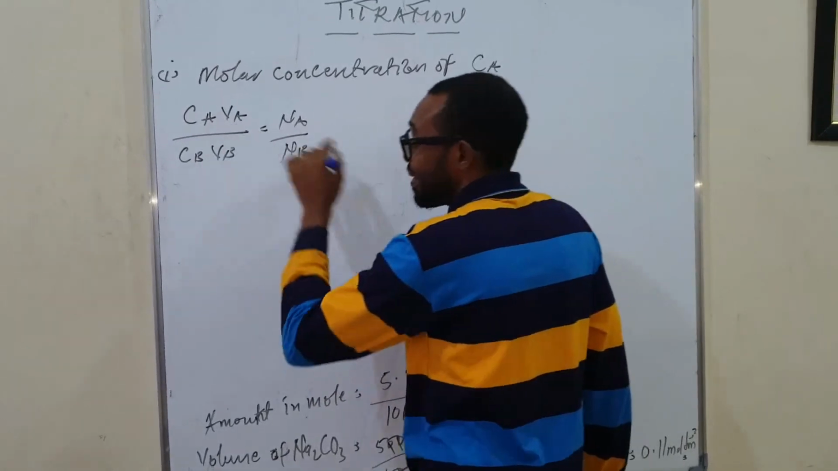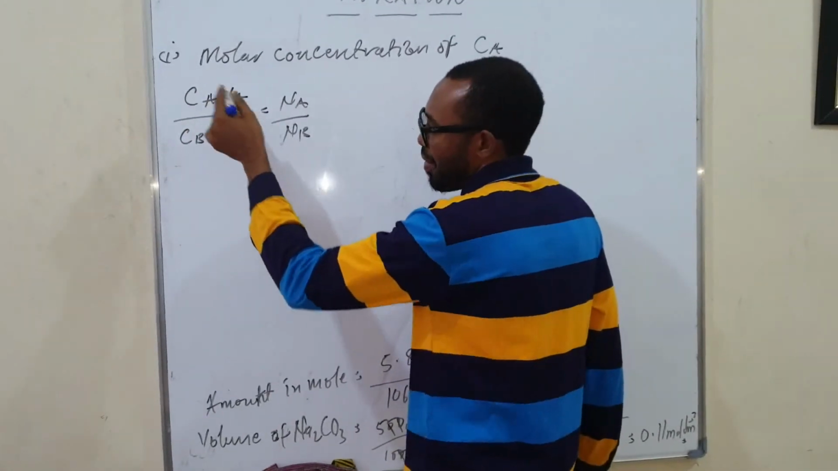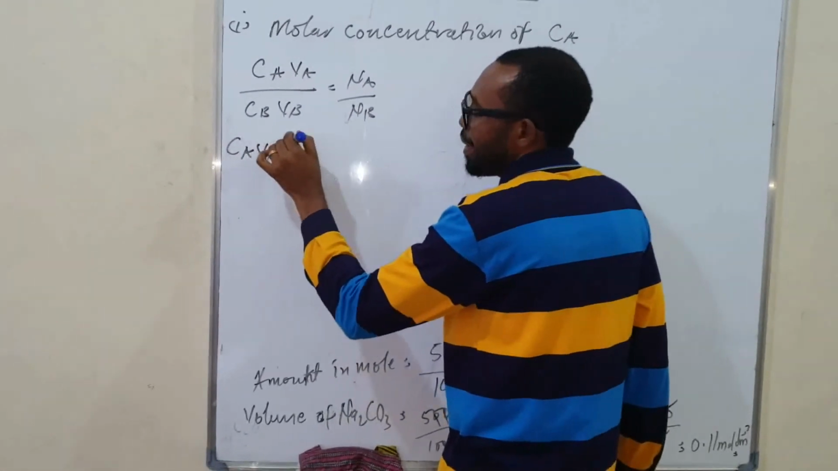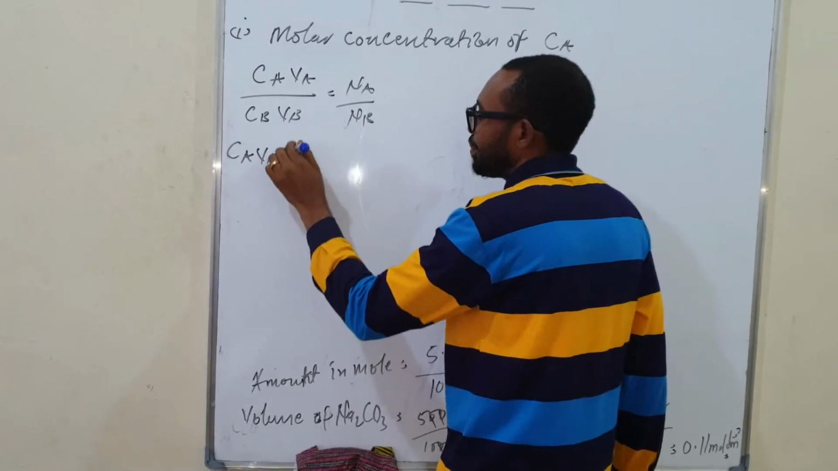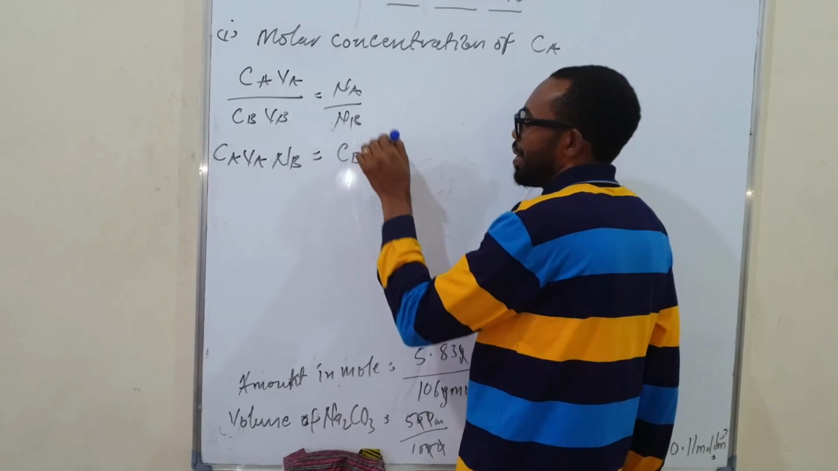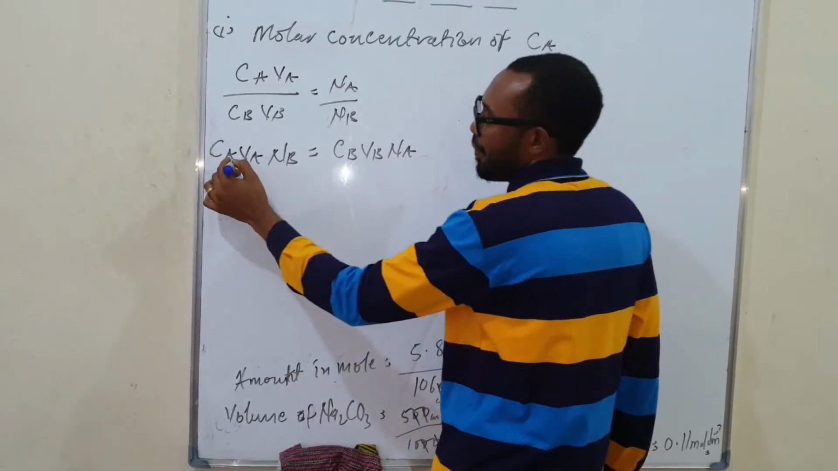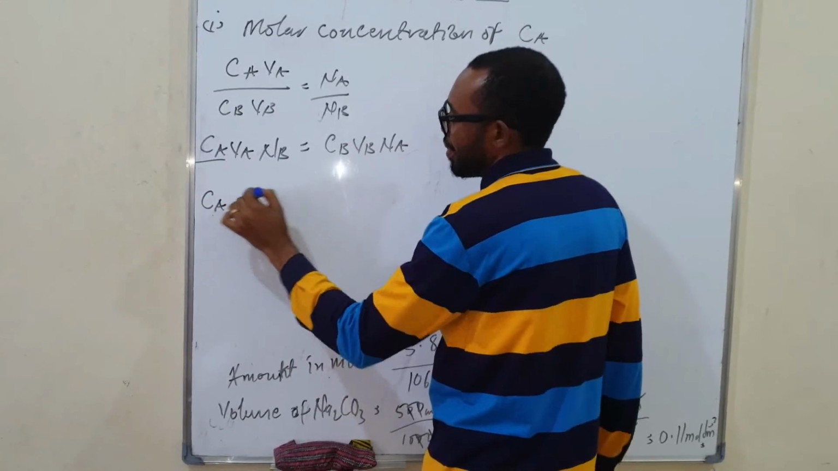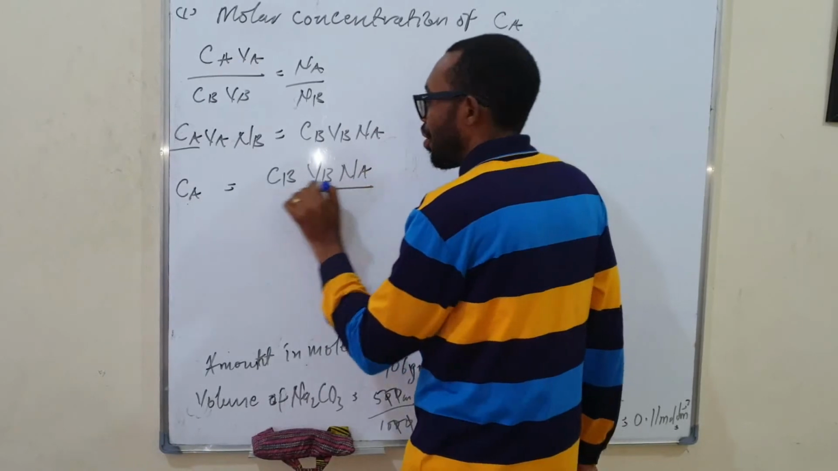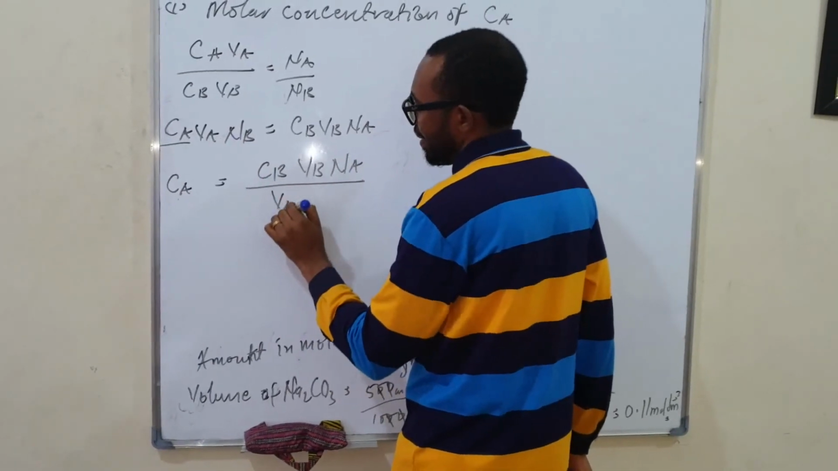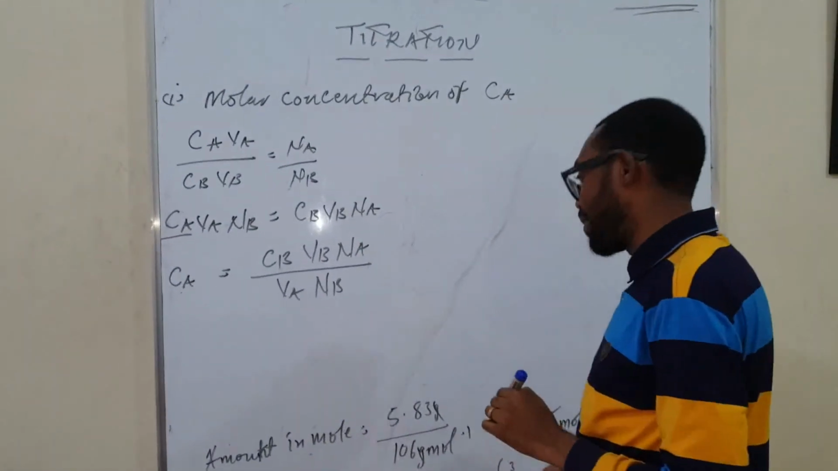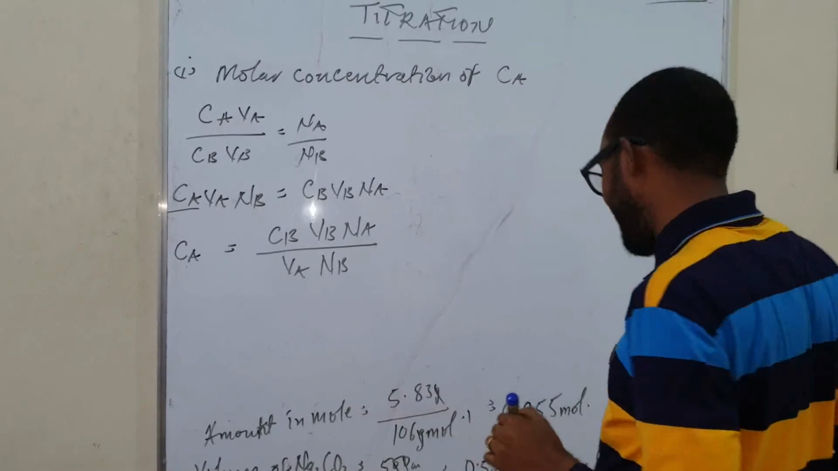Now, if you're looking for a simple change of subject of the formula, first of all, you cross multiply. You have CA VA NB is equal to CB VB NA. Since we are looking for CA, CA is equal to CB VB NA over VA NB. Are you following? Now, from the parameters, we have CB, we have VB, we have NA.